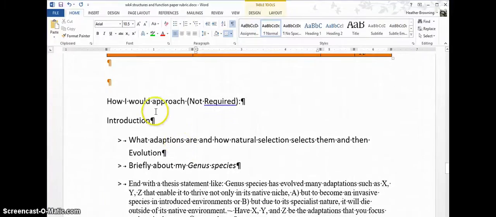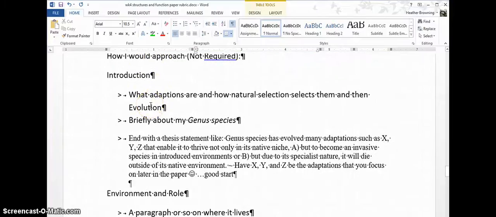Okay, so then we have how I would approach this assignment. You don't have to do it this way. This is how I would do it. So what adaptations are and how natural selection selects them, and then evolution. That would be my big picture.